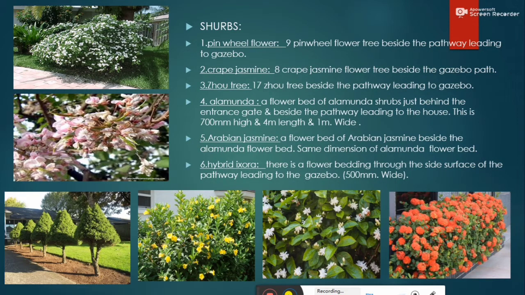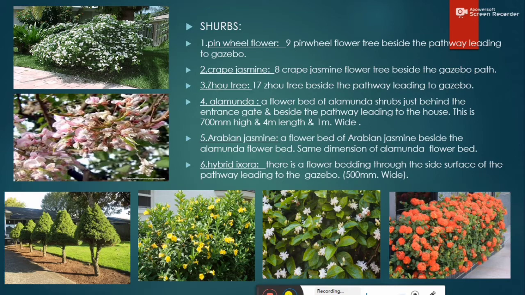Shrubs. Pinwheel flower: 9 pinwheel flower trees beside the pathway leading to the gazebo. Crepe jasmine: 8 crepe jasmine flower trees beside the gazebo path. Jhau tree: 17 jhau trees beside the pathway leading to the gazebo.